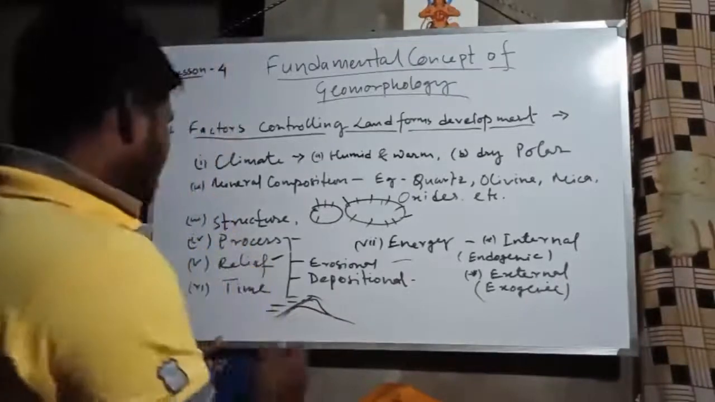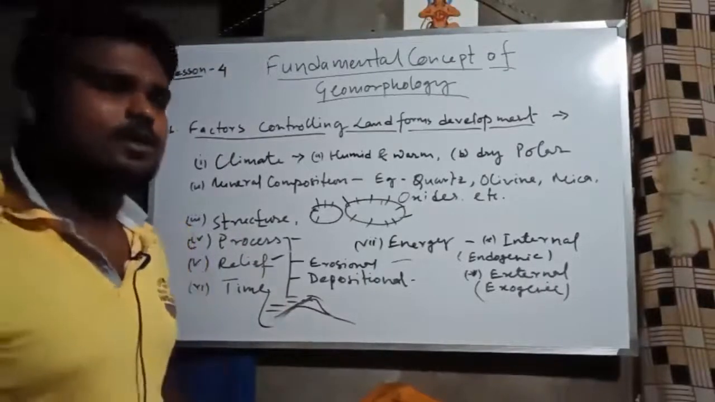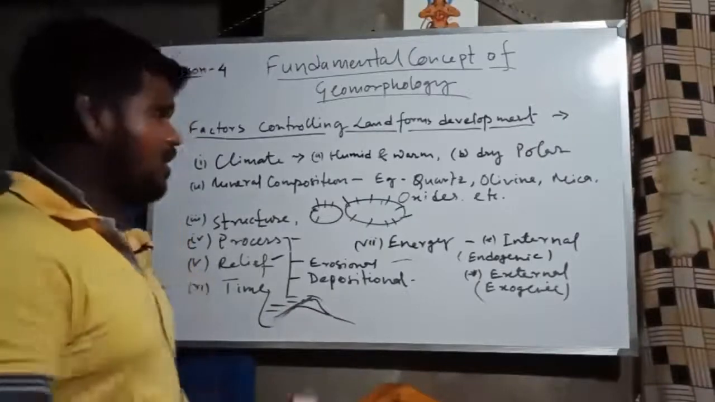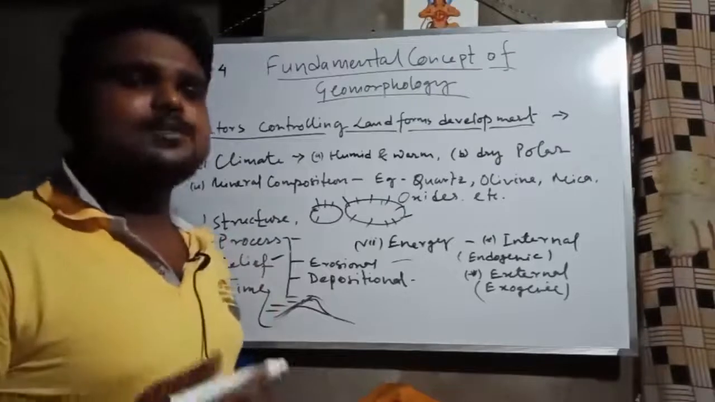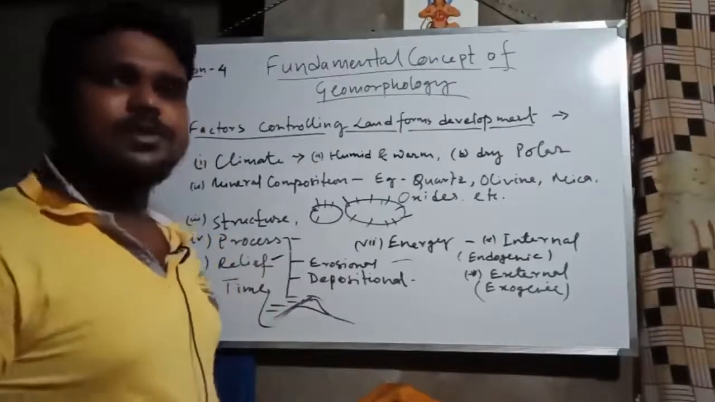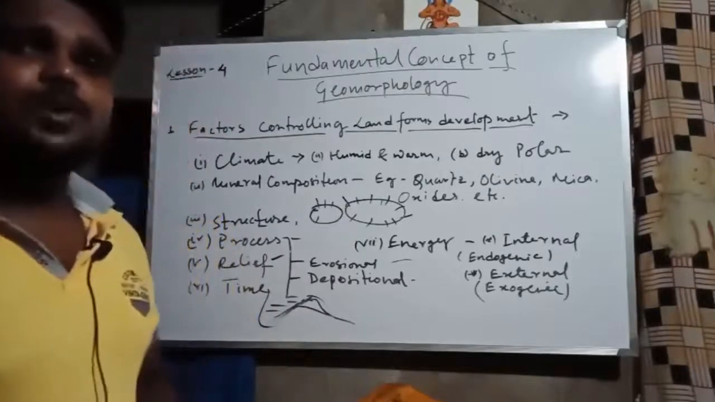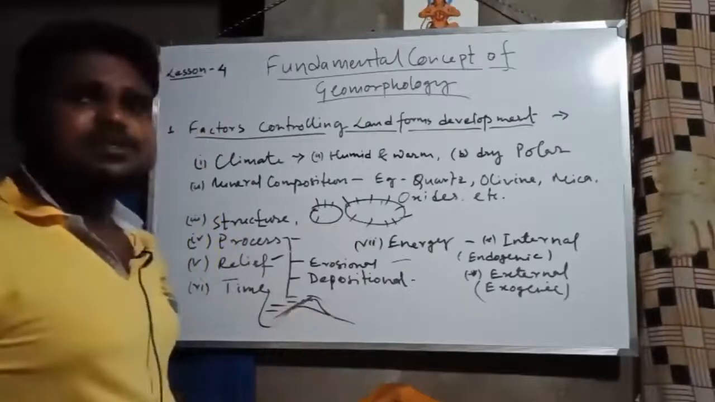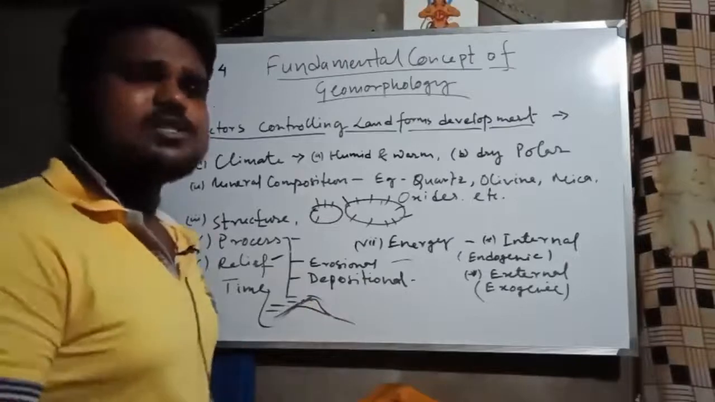Okay, now the next one is time. Time is the most crucial, the most important part. Without time nothing can happen. The formation of landforms, the development of landforms, takes a long time. There is a huge span of time required for the formation of different types of landforms. Without time no geological or geomorphological phenomena can occur. Millions of years are taken to create some landforms, and the transformation of landforms also takes a long time.